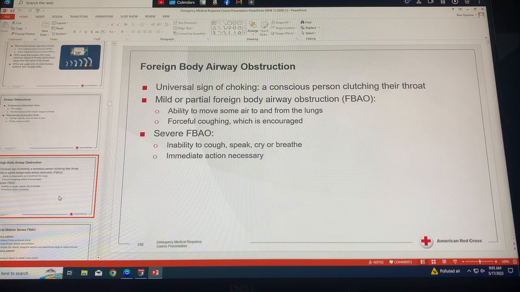Okay, a person with a mild FBAO, or foreign body airway obstruction, or partial airway obstruction, can still move some air to and from the lungs, often while wheezing, as long as the person can cough forcefully. Encourage continued coughing, but do not provide first aid care for choking. Severe airway obstruction is apparent when a person cannot cough, speak, cry, or breathe and requires immediate action.